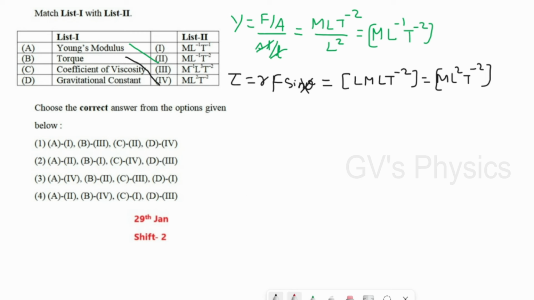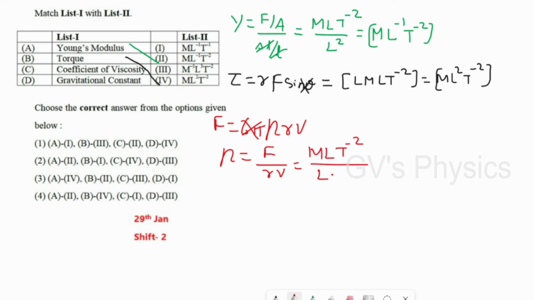And next, coefficient of viscosity. For coefficient of viscosity, we can take the formula F is equal to 6 pi eta R V, where 6 pi is a constant, so we can neglect it. So coefficient of viscosity eta is equal to force by radius into velocity. For force, again M L T power minus 2. For radius L, for velocity L T power minus 1. So L will get cancelled. So M L power minus 1 T power minus 1. So this is the coefficient of viscosity. So it will match with 1.